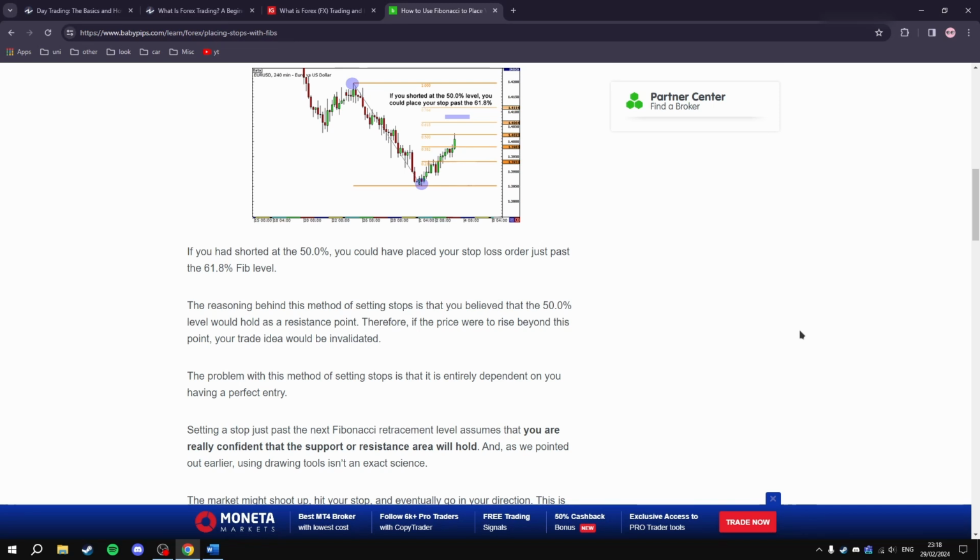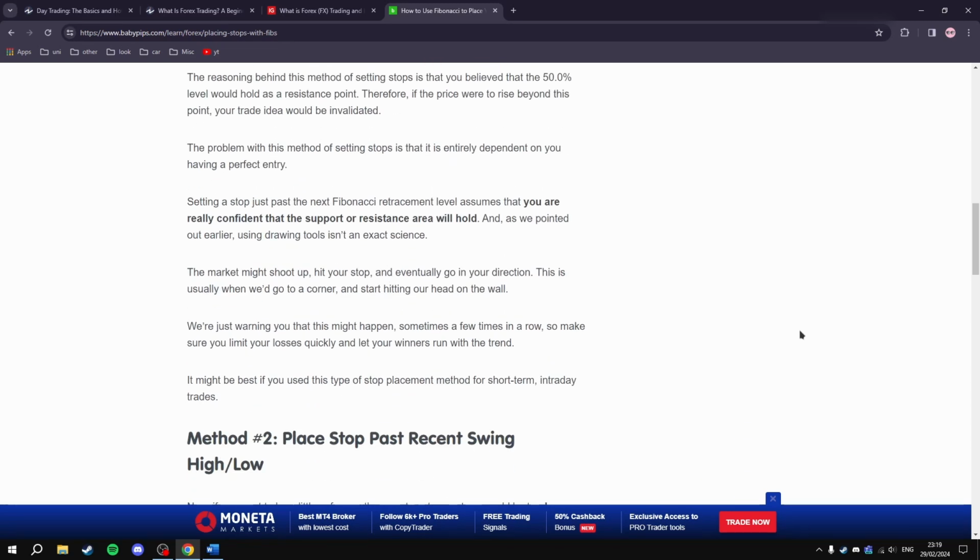The problem with this method of setting stops is that it is entirely dependent on you having a perfect entry. Setting a stop just past the next Fibonacci retracement level assumes that you are really confident that a support or resistance area will hold. And as we pointed out earlier, using drawing tools isn't an exact science. The market might shoot up, hit your stop, and eventually go in your direction. This is usually when we go into a corner and start hitting our head on the wall. We're just warning you that this might happen, sometimes a few times in a row, so make sure you limit your losses quickly and let your winners run with the trend.